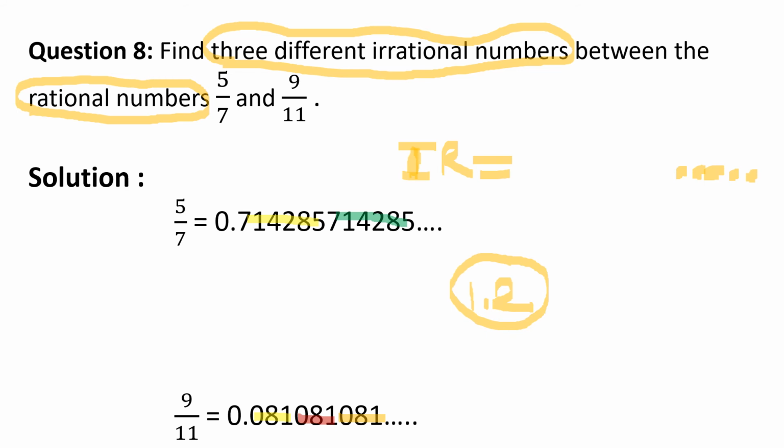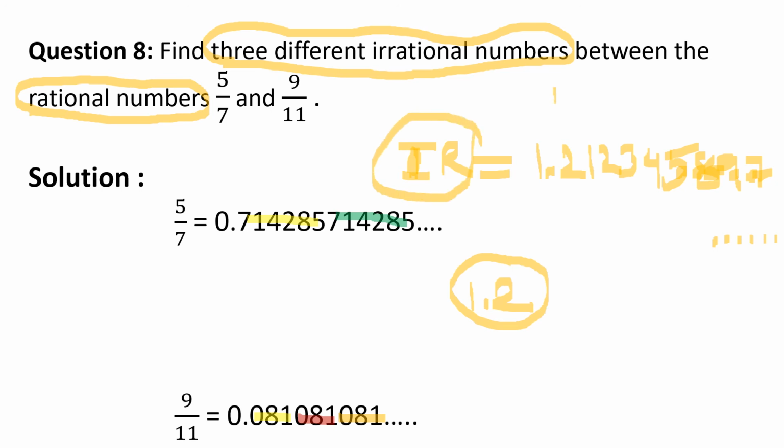So that means 1.2. Now out of this given number, I'm going to make an irrational number. Let me write 1.2 first. Then I can put any random number I want. I'm going to put 1, 2, 3, 4, 5, 8, 9, 7, etc. I can put any number I want. What is the condition? The condition is it should be irrational.